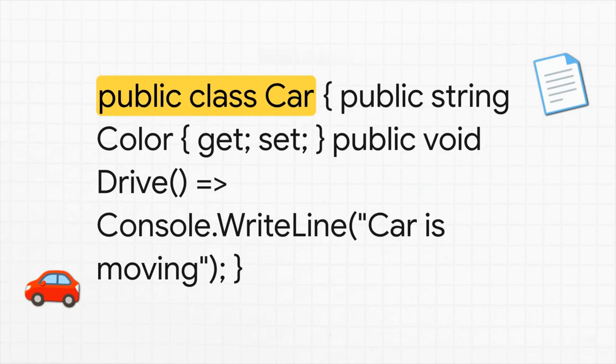And here's what that blueprint actually looks like in code. See, we're defining a class called car. It has a property for color, and we could add a bunch of methods like start engine or drive. But here's the crucial part. This is not a car. Not yet. This is just the set of instructions for how to build one.